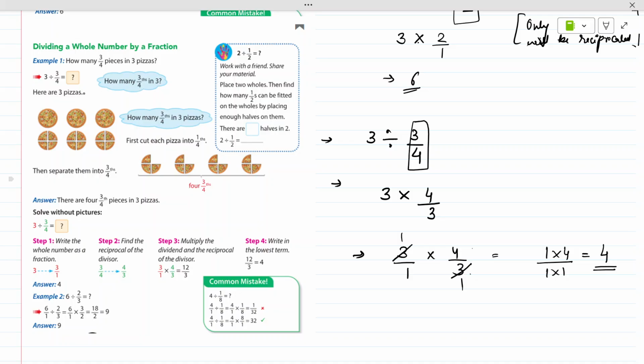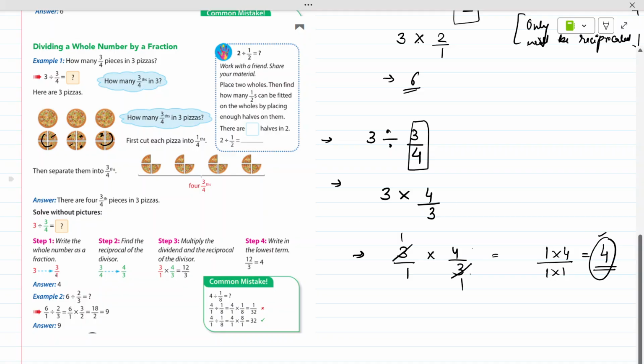Okay. And if we see here now, where we are given 3 pizzas and we are dividing them into 3 by 4, this is first 3 by 4. This and this will make second 3 by 4. This one and this one will make third 3 by 4, and this the fourth 3 by 4. So we have 4 3 by 4 here.